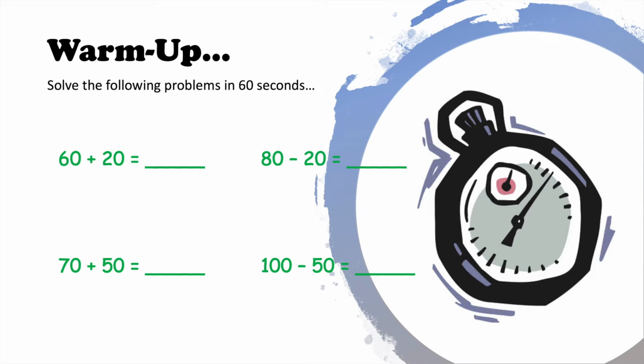All right, mathematicians, let's check your answers. 60 plus 20 equals 80. 80 minus 20 equals 60. 70 plus 50 equals 120. And 100 minus 50 equals 50. Check your work and let's move on.